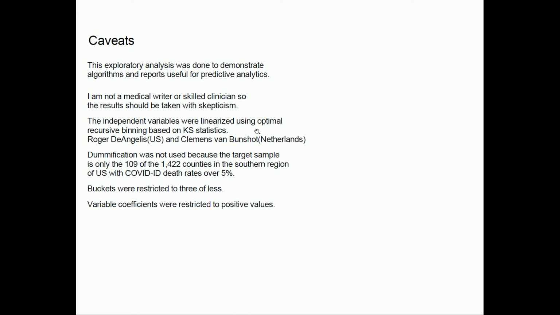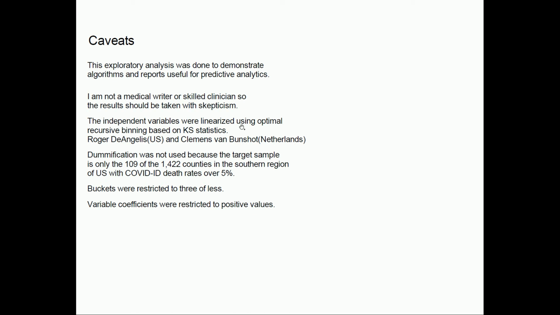The independent variables were linearized using optimal recursive binning. This is a program developed by myself and Clemens van Bonscha of the Netherlands. I didn't use dummification because for the target sample for the southern counties, there were only 109 counties in the southern region of the United States, 109 out of 1,422 counties, that had a fatality rate over 5%.